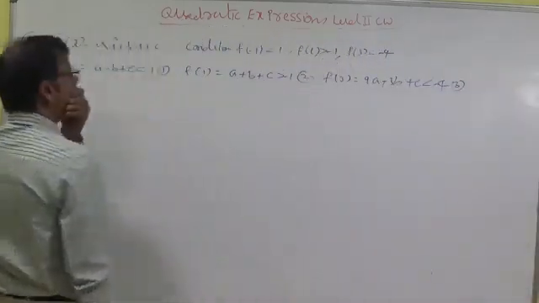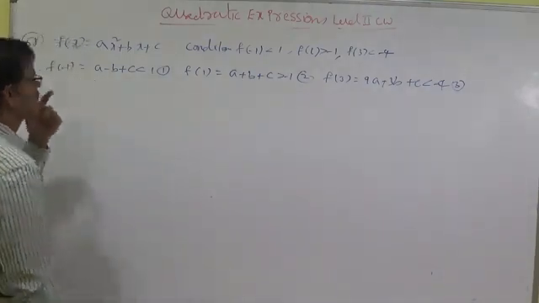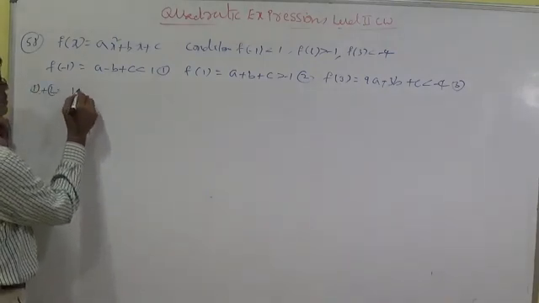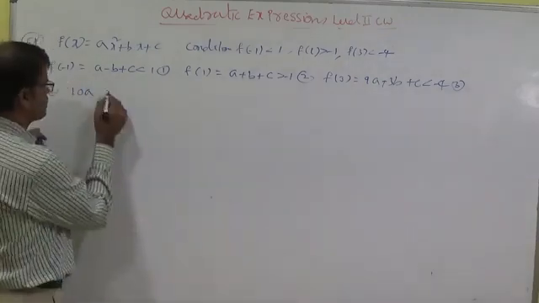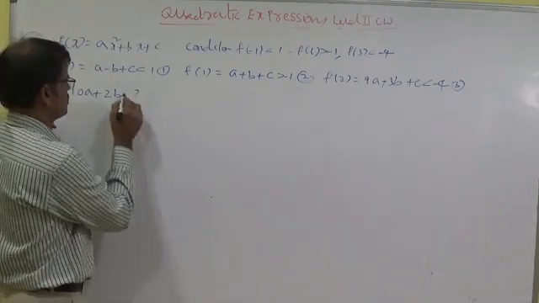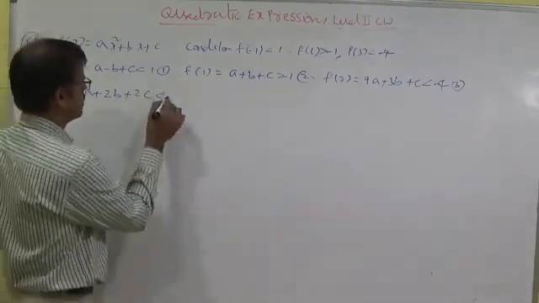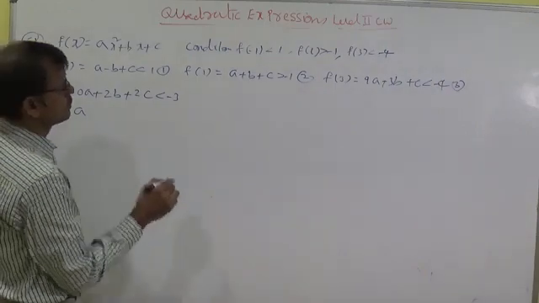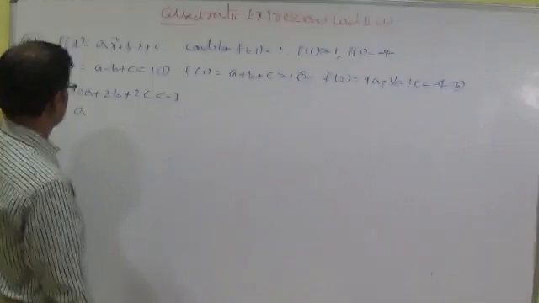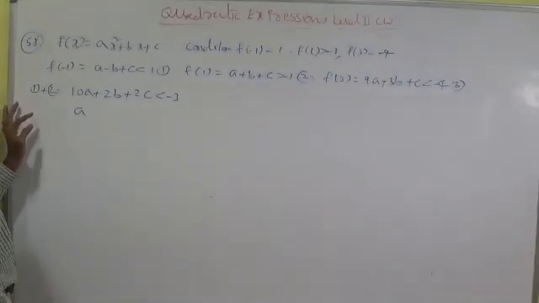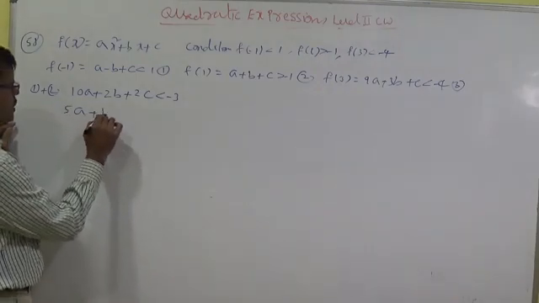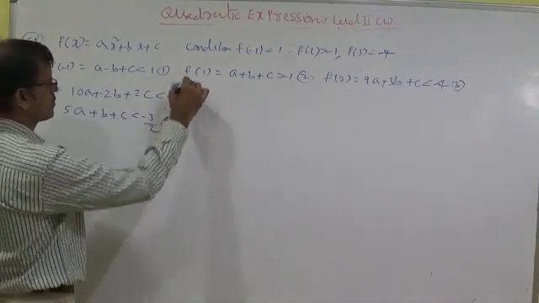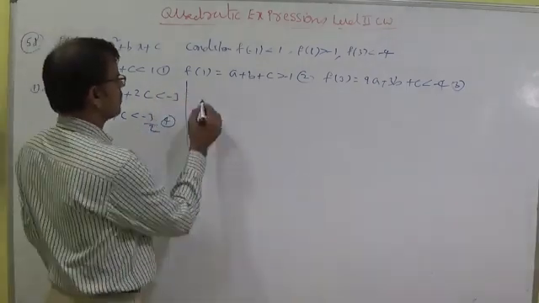Now adding first and second, 1 plus 2: 10a minus b plus 3b becomes plus 2b, plus 2c. 10a plus 2b plus 2c less than minus 3. Divide with 2: 5a plus b plus c less than minus 3 by 2. Put it as the fourth equation. And multiply both sides with minus.